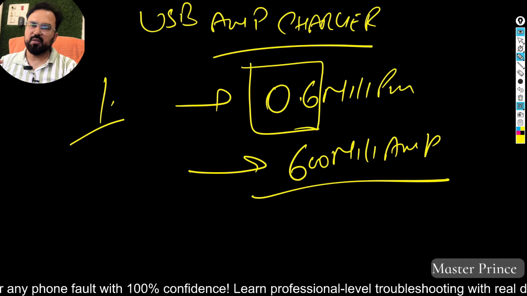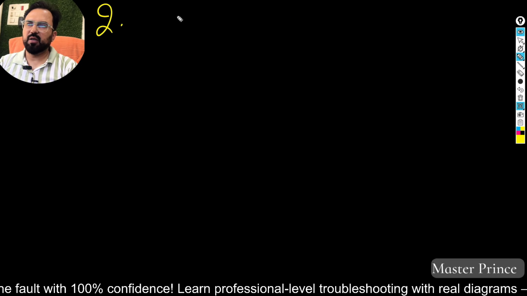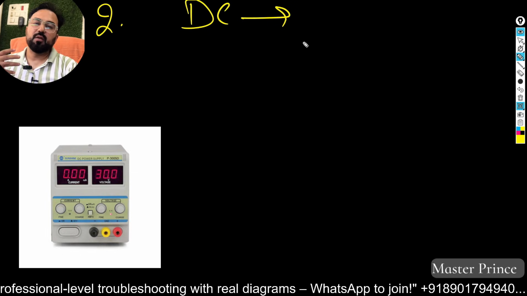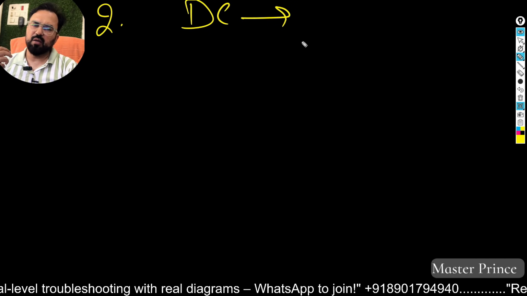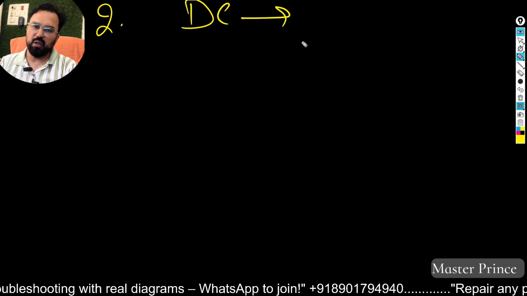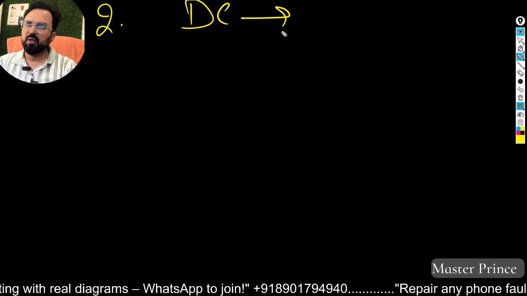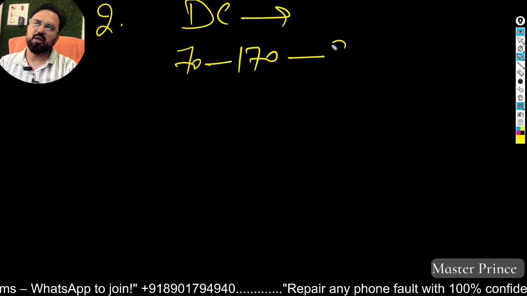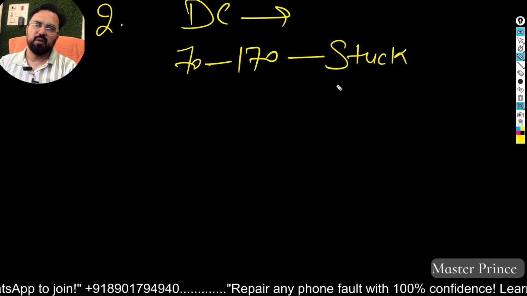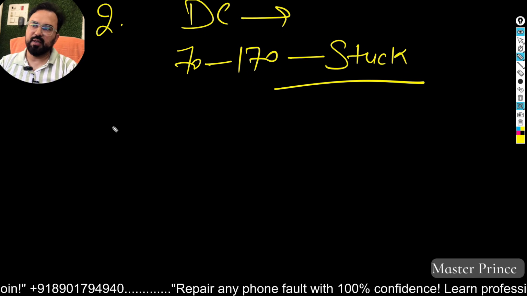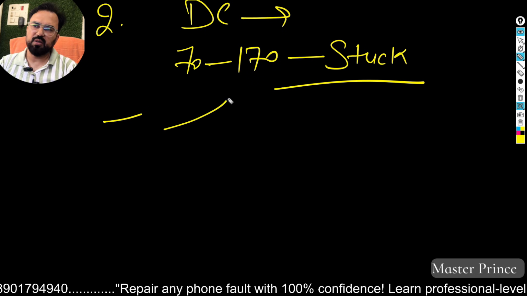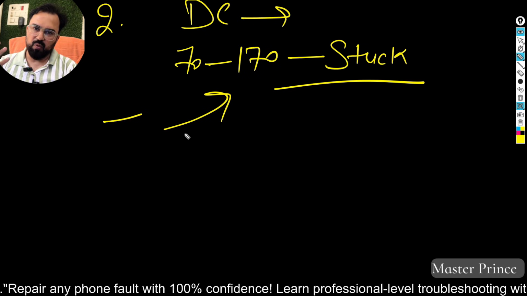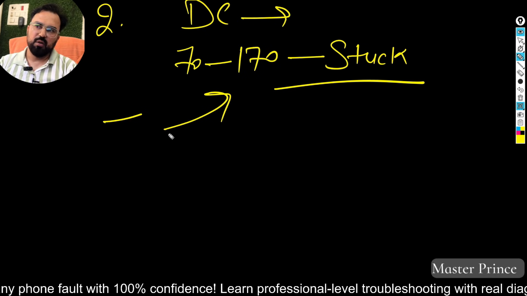Now on the next step you connect with the DC. I already told you there is no short circuit. When you connect with the DC power supply and switch on, press the power button, it consumes from 70 to 170 and gets stuck. So this is our second step, and this is our second clue. The reading is stuck. Most of the time most technicians face this kind of situation.